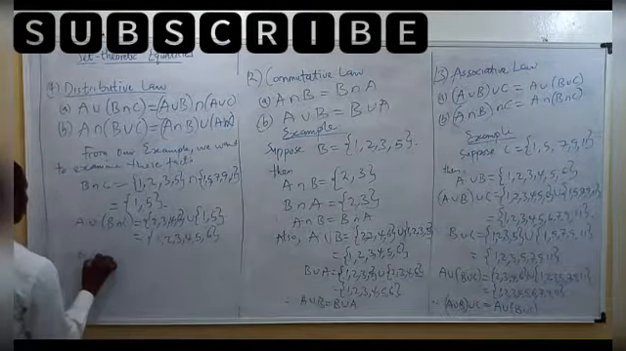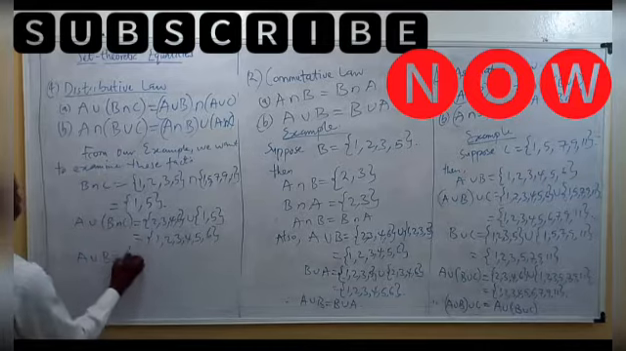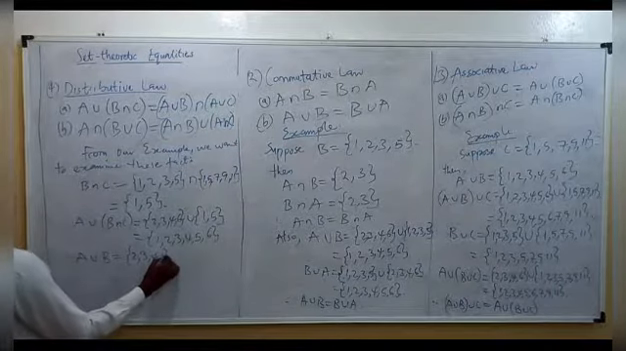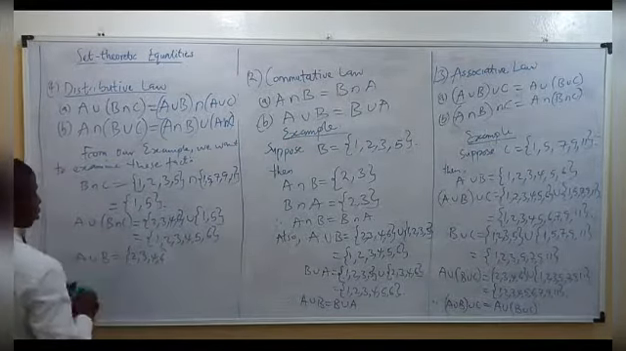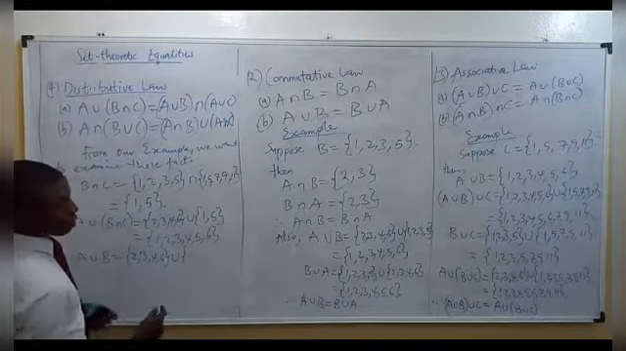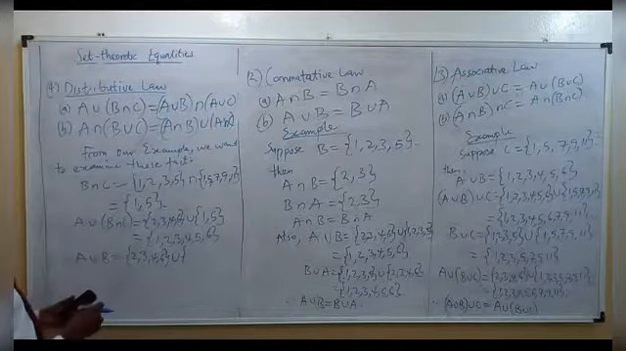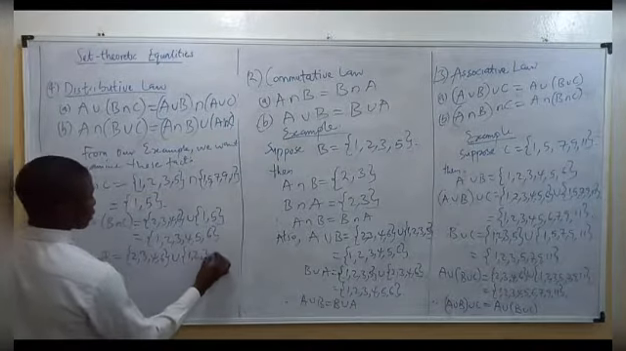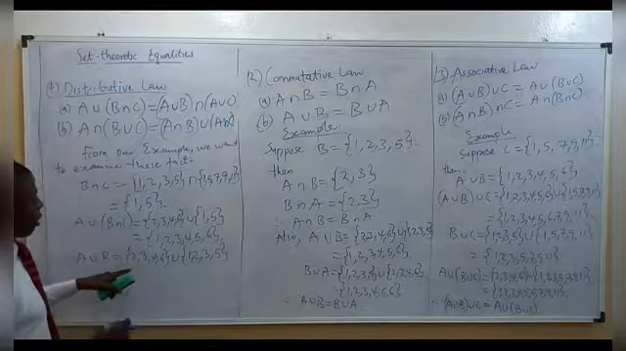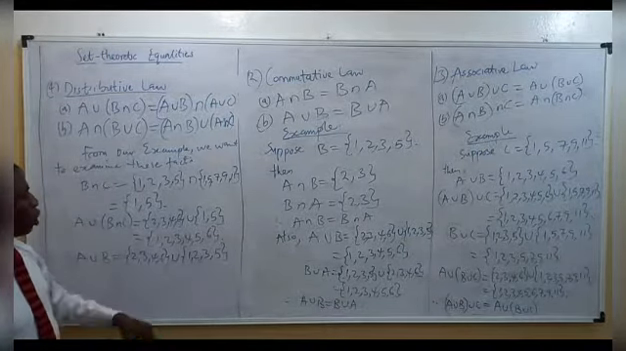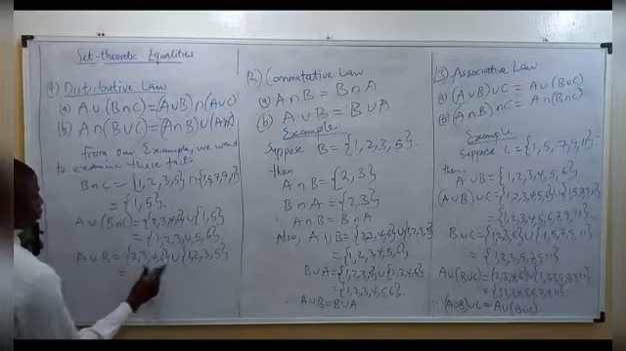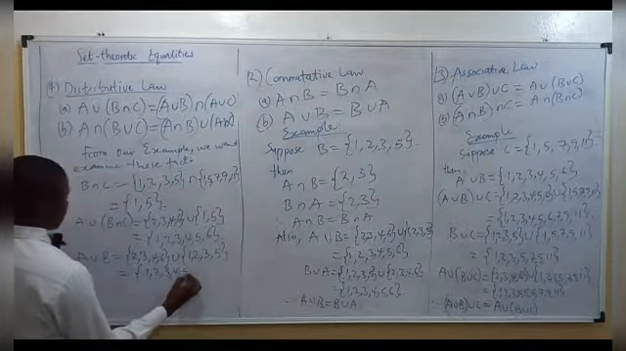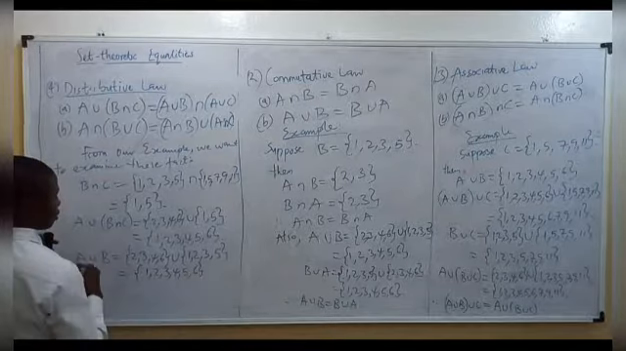Now, our A union B is equal to our A, 2, 3, 4, 6, union our B, 1, 2, 3, 5. Thanks. It means you are following. So we write the elements together. We are having 1, 2, 3, 4, 5, 6.